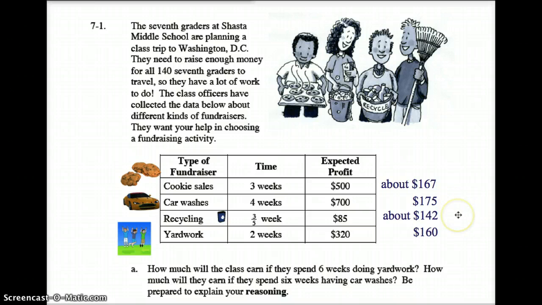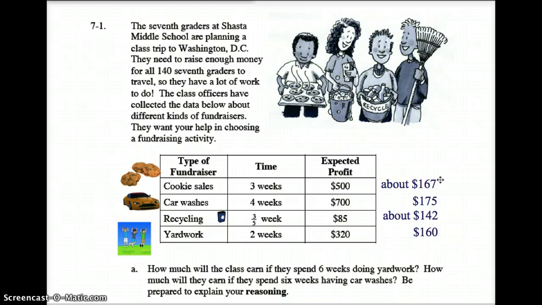If I was going to choose one fundraiser to do, you would probably choose to do the car washes. Why? Well, it makes the most money per week. If you were going to choose to do a couple of these, you're going to do 2 of them and not do the other 2 because you want to have a couple different ways to raise money. Then you'd probably choose to do the car washes and the cookie sales because those make the most money.